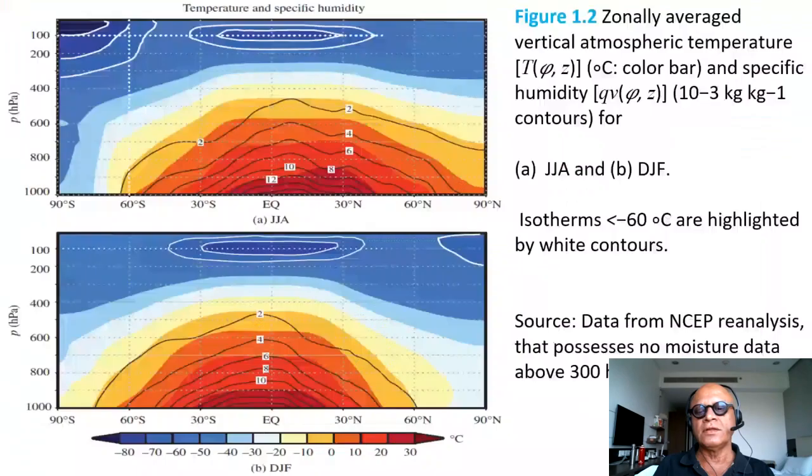All right. Looking at the zonal mean meridional sections now, going all the way to the poles, for temperature and specific humidity. The contours here are the specific humidities, in 10 to the minus 3 kilogram per kilogram, and the colors are the temperatures, of course, ranging from over 30 degrees to less than minus 80 degrees, with the minus 60 degree isotherm being shown in these white contours.